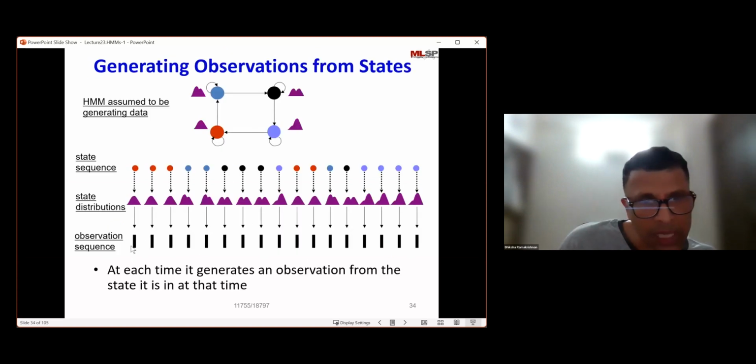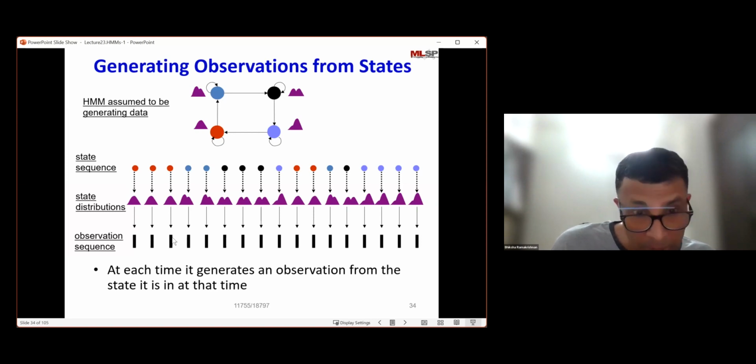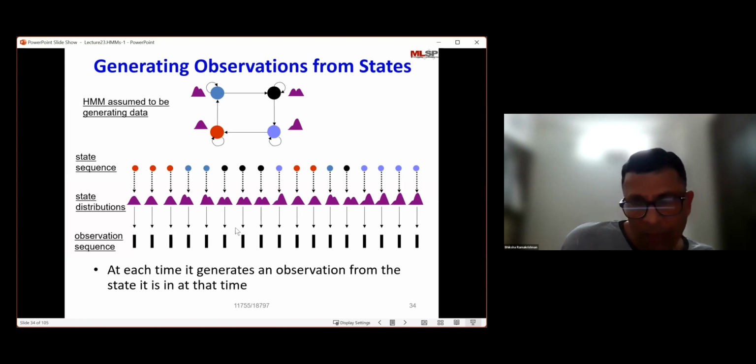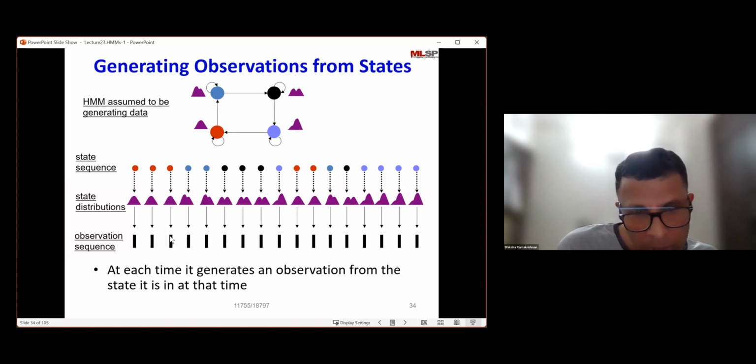Now, again, observe that when it generates any observation, it's only interested in which state it is in at that time. It has no dependence whatsoever on the states at other times. So the probability of generating this observation sequence is the probability of generating this observation from here times the probability of generating this observation from here, and so on. You just multiply the probabilities of each observation from the probability distribution of the corresponding state, over all the observations.